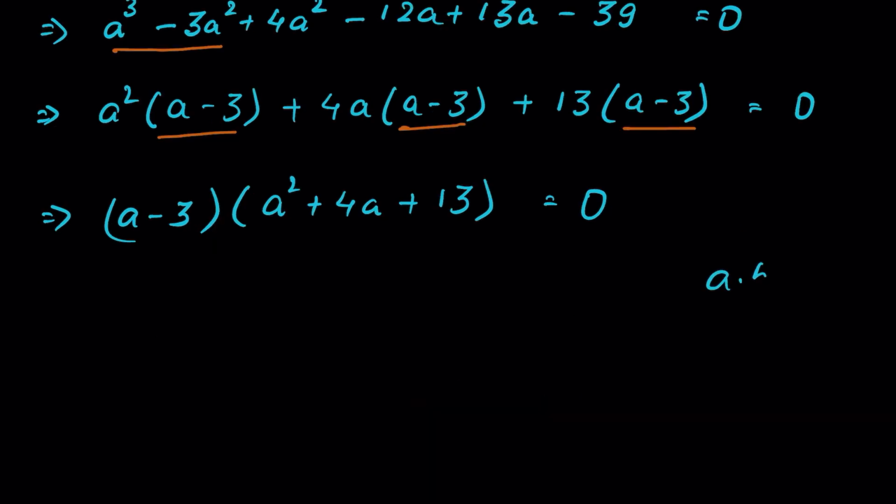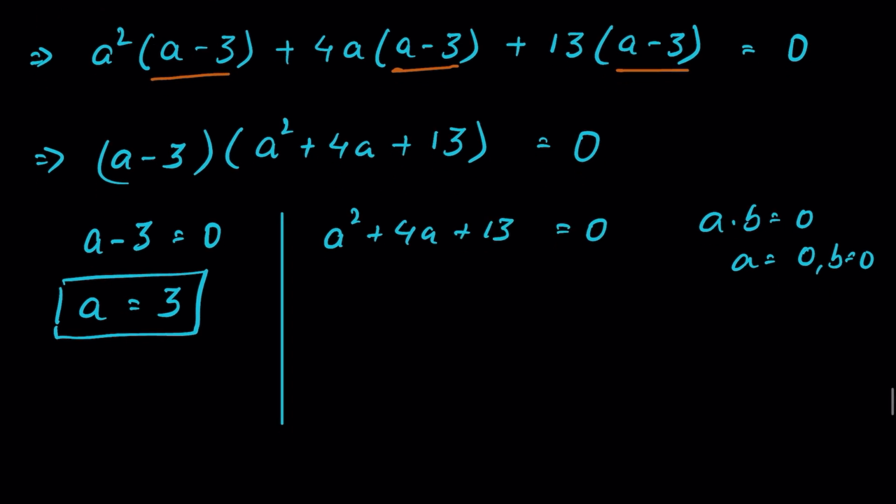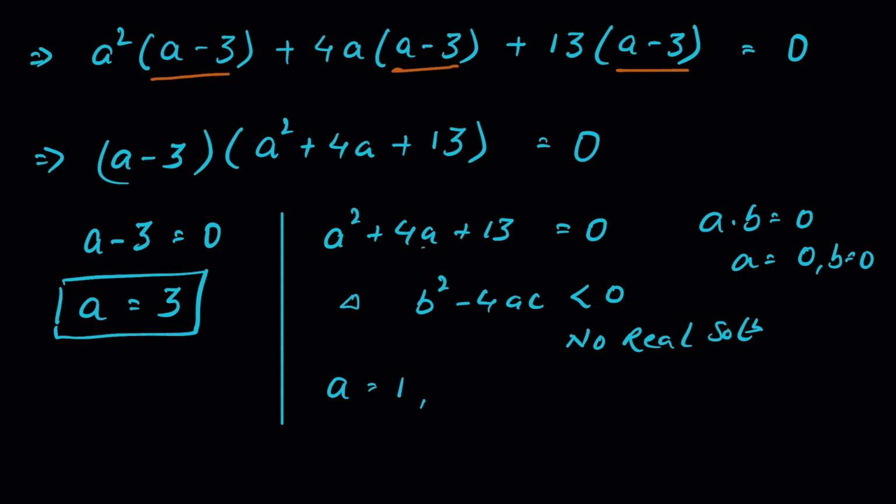Now when a times b equals 0, then either a equals 0 or b equals 0. That means when a minus 3 equals 0, in that case a equals 3, and when a square plus 4a plus 13 equals 0, this is a quadratic equation. We can check whether there is a real solution or not using the discriminant formula. If b square minus 4ac is less than 0, then no real solution, where a is the coefficient of a square, 1, b is the coefficient of a, that is 4, and c is 13.